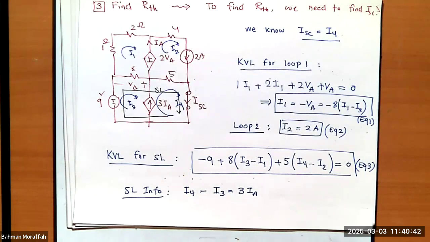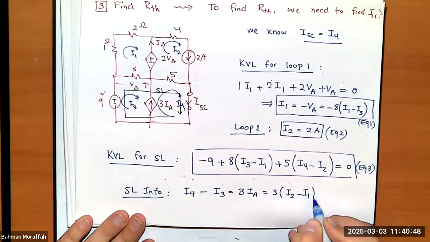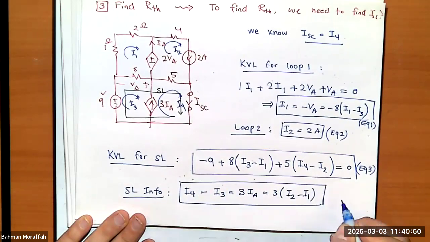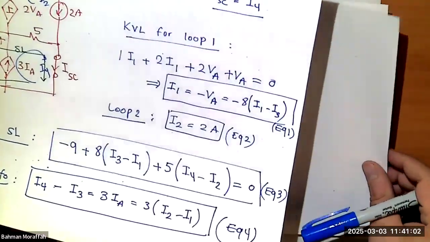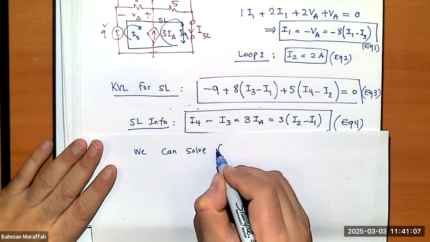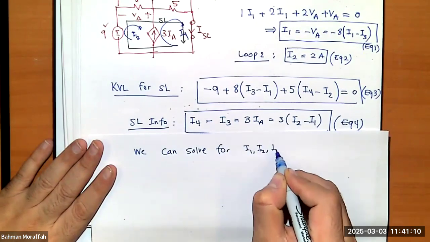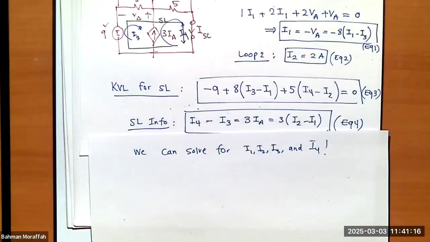So this is 3 times I2 minus I1. And that is my 4th equation. I have 4 equations for 4 unknowns. I can solve for I1, I2, I3, and I4. As soon as I solve for I1 through I4, what is my I short circuit? That's I4.